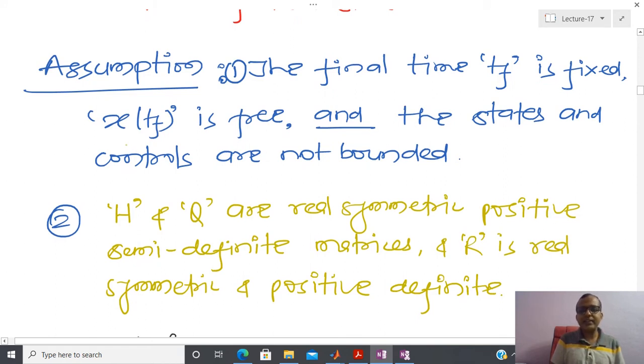Why are we telling x(tf) is free? Because sometimes it is confusing. You can see that I want to steer my trajectory towards some desired output, so people might think that the desired output is known to me. Why do we still tell that x(tf) is free?